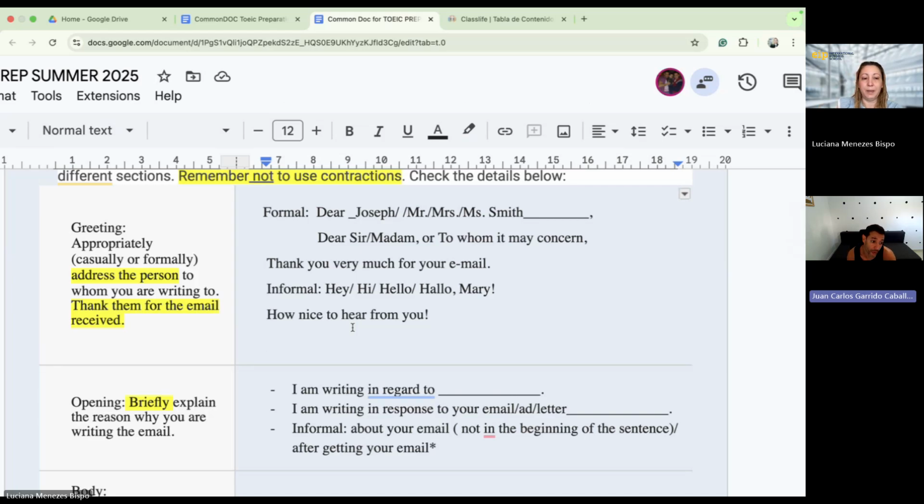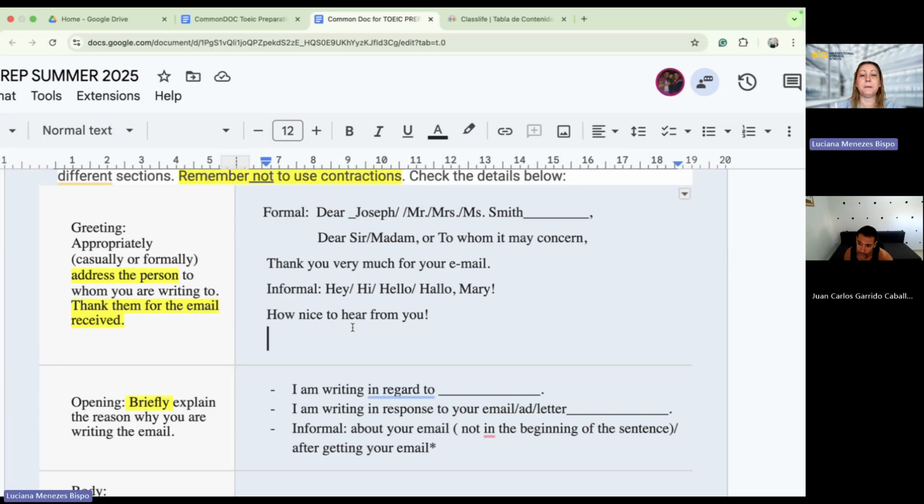Appropriately, casually, or formally address the person to whom you are writing. Thank them for the email received. Formal: Received. Thank you. Formal: Dear Joseph, Mr., Mrs., or Miss Smith. Dear Sir or Madam, or To whom it may concern. Thank you very much for your email. Informal: Hey, hi, hello, Hello, Mary. How nice to hear from you.